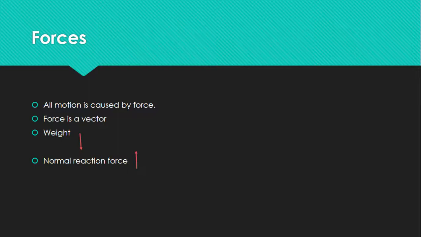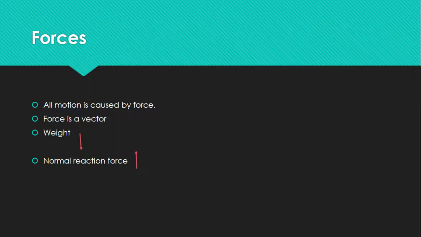Forces. All motion is caused by a force, whether it's a pushing or pulling motion. Forces act on objects. For example, when you shoot a basketball, a gravitational force causes the ball to drop after the initial force, propelling the ball into the air. When you drop a basketball, the ball's weight drops due to gravitational pull. The floor then applies a normal reaction force, which pushes the ball back up, causing it to bounce.